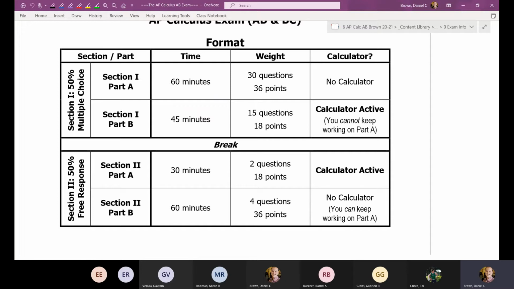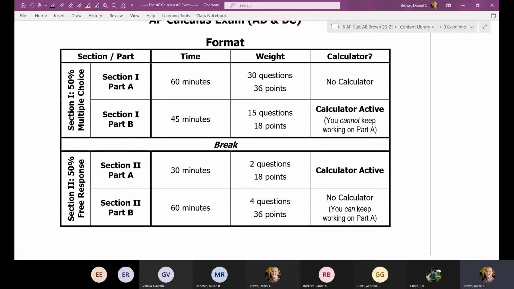After that hour ends, you'll move on to section 1, part B, which is going to be calculator active, meaning that some, but not all, of the questions will require a calculator. They will be impossible to do by hand. And you will have 45 minutes to do 15 questions. You can kind of see the pacing there. You can do the easy math.